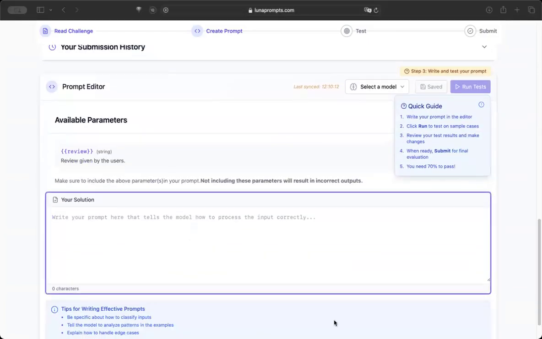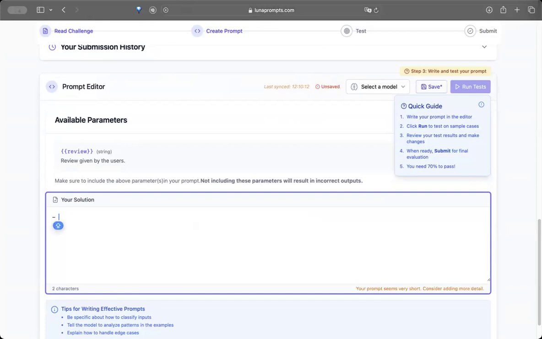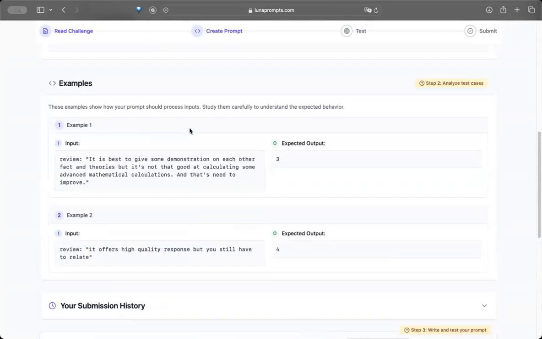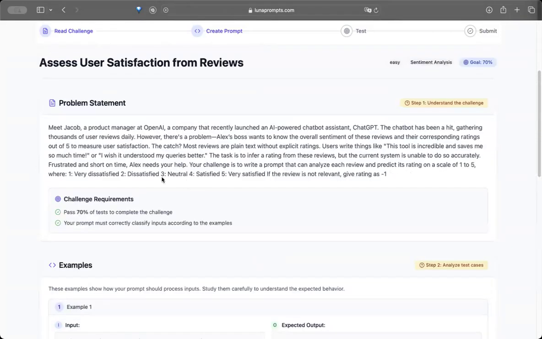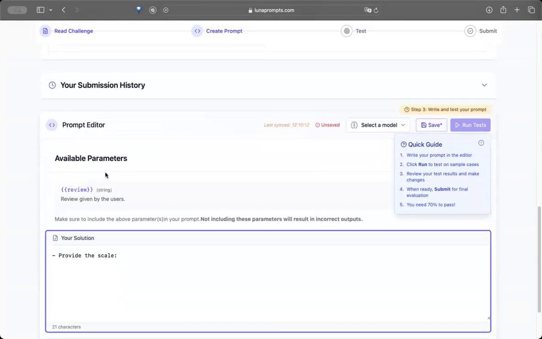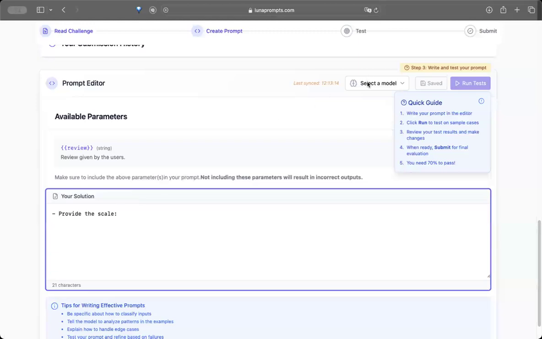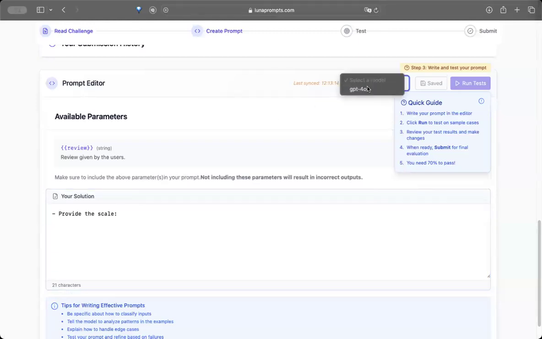Let me give you some pointers for prompt engineering in general and the kind of things that we have to keep in mind. So the first thing I would say is that for us to make sure that this thing works, we should provide the scale to the machine. So here, we're given a scale from 1 to 5 with the definitions. We should pass that to our LLM that we're going to use. Oh, and by the way, here you can pick whichever model you want. Right now, there's only GPT 4.0 support, but I've heard that they're going to have other models later.